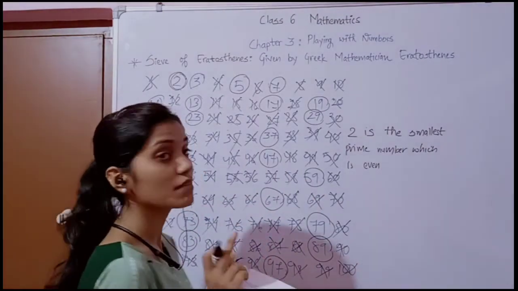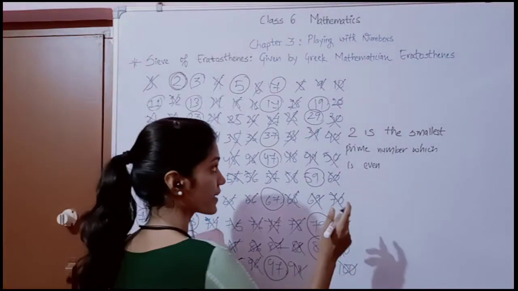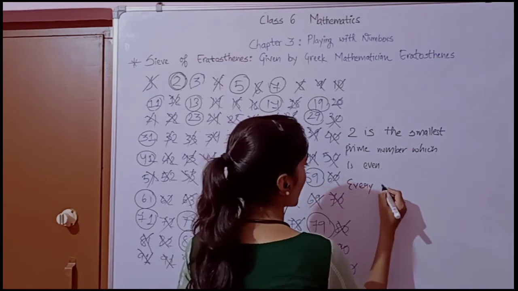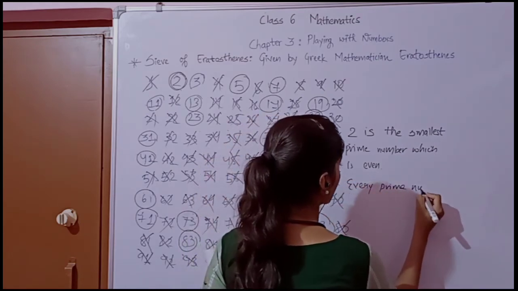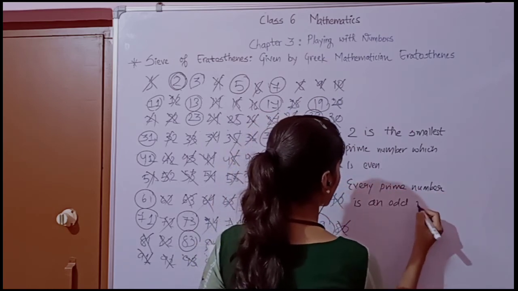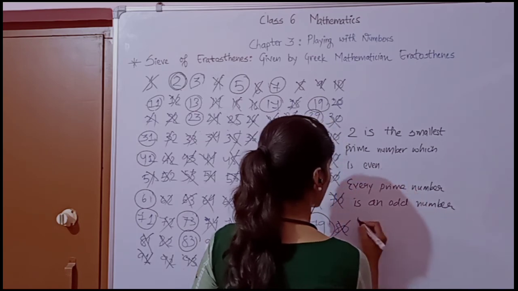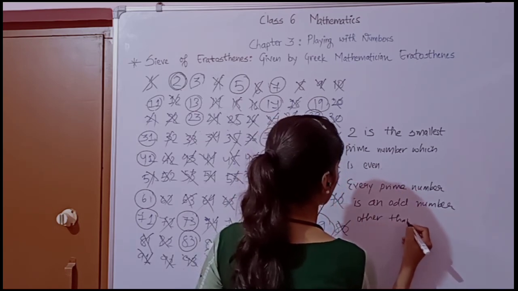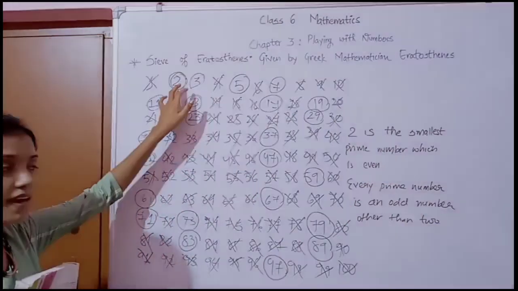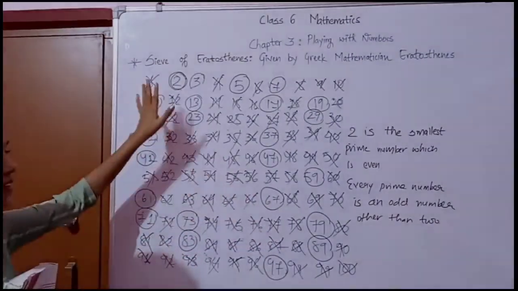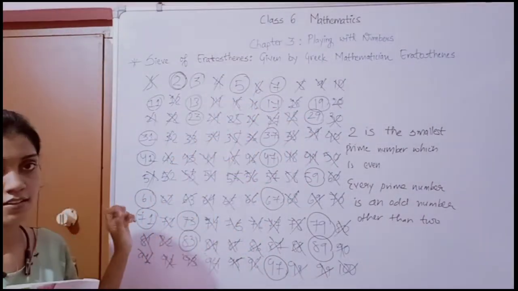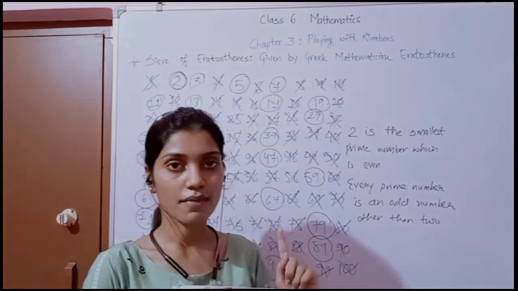The next thing is, every prime number is an odd number except 2. This is the second important point, that every prime number is an odd number other than 2. We have already seen that 2 is the smallest prime number, which is an even number. Other than that, all the prime numbers are odd numbers. So this was the important point to remember.